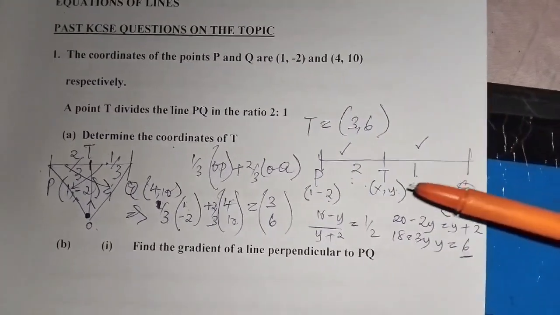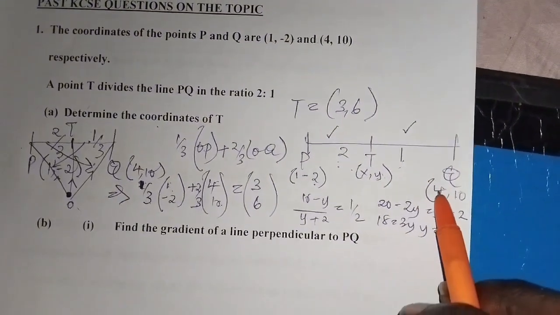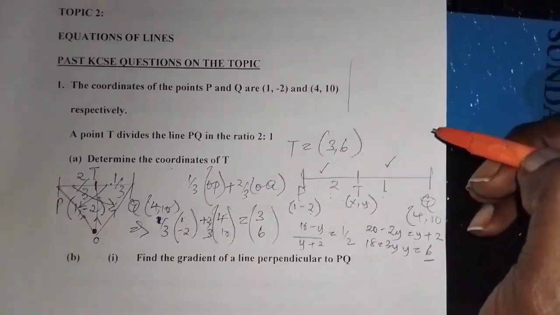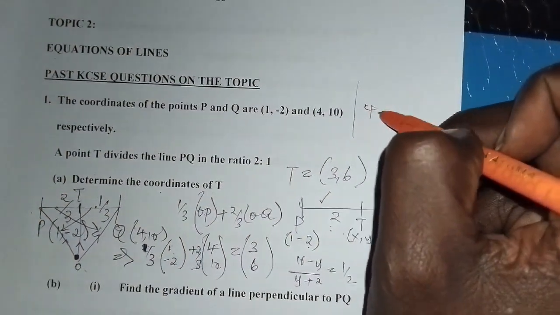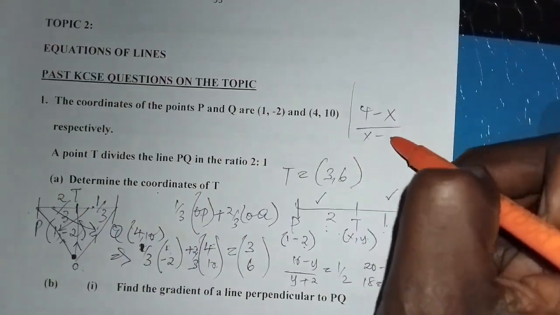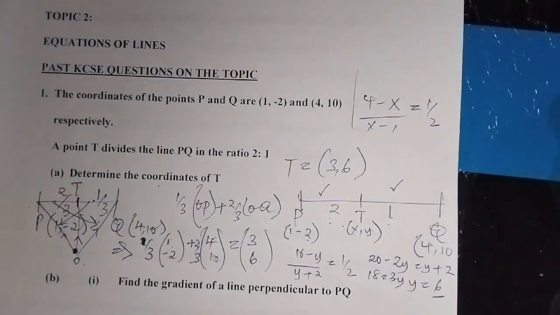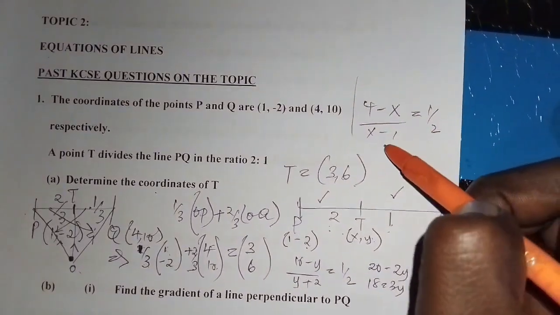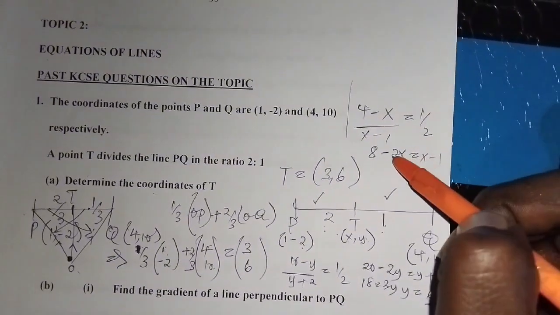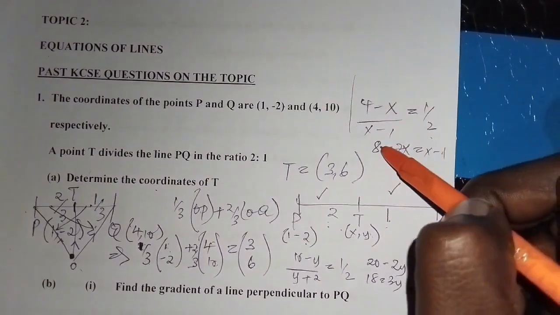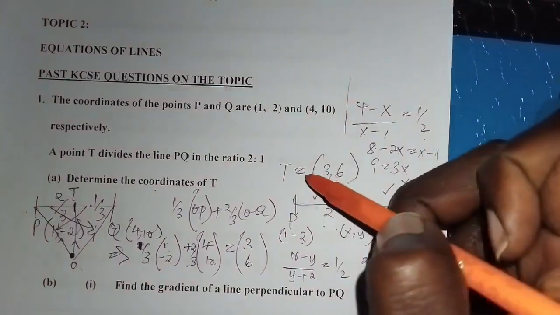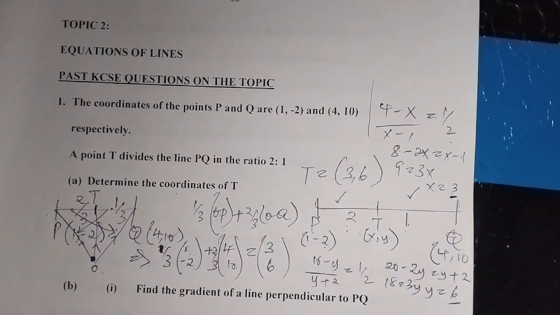Again, you can compare the x, it will be 4 minus x. You can compare the distance for x, so you shall have 4 minus x over x minus 1. That ratio should give you a half. So you'll have 8 minus 2x equals x minus 1. This side it will be 3x, then this one will be 9, so 9 equals 3x, so your x will be 3. So you have (3, 6).